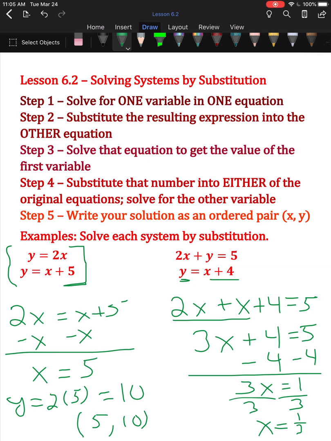I do have to plug that back in. So I'm going to plug it into the bottom equation that says y equals. So y equals 1/3 plus 4, which means y equals 4 and 1/3. So the solution is the ordered pair 1/3, 4 and 1/3.